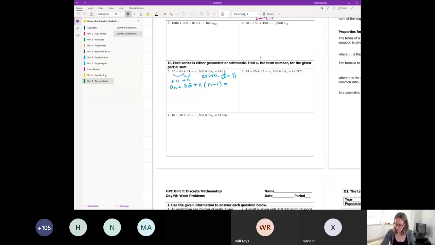So I'm just being lazy and I didn't want to do math in my head. Plus 21. There we go. All right, so there's our arithmetic equation. All right, so now we need our equation for our sum.